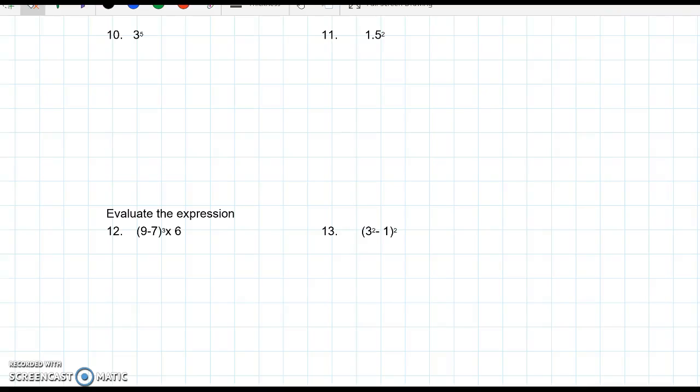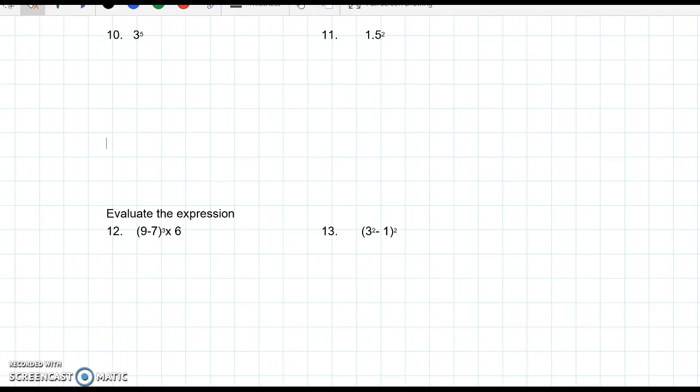Okay, this is the fall semester Show What You Know. This is part 4. We're going to finish up this activity today. We got 5 problems left. Numbers 10 and 11 are just basic exponent problems, so we're just going to review what we know about working with exponents.